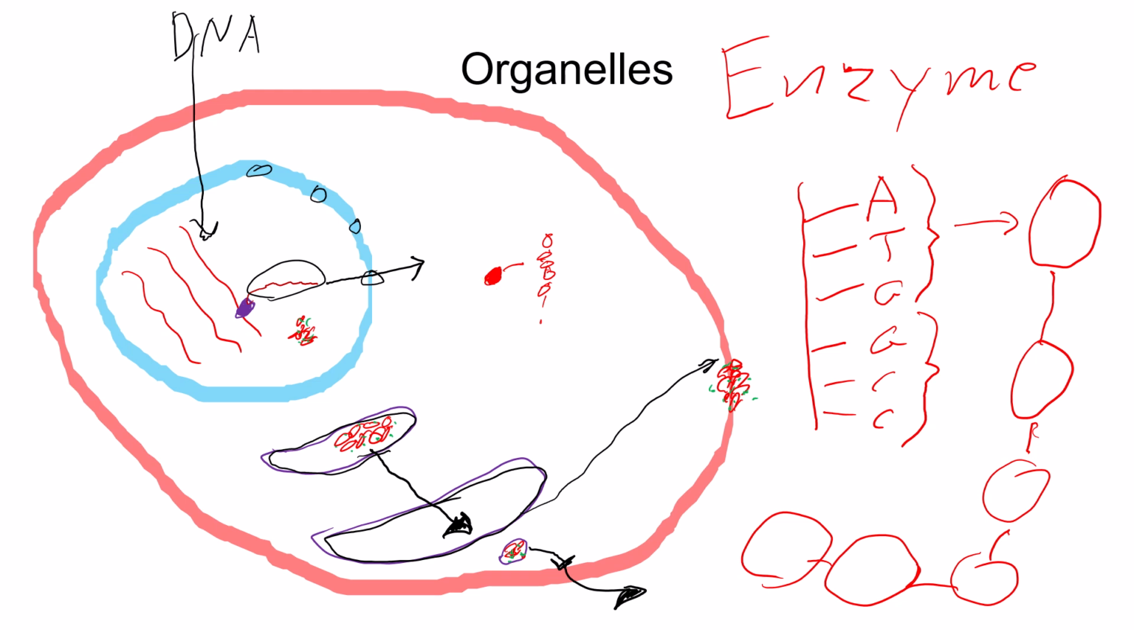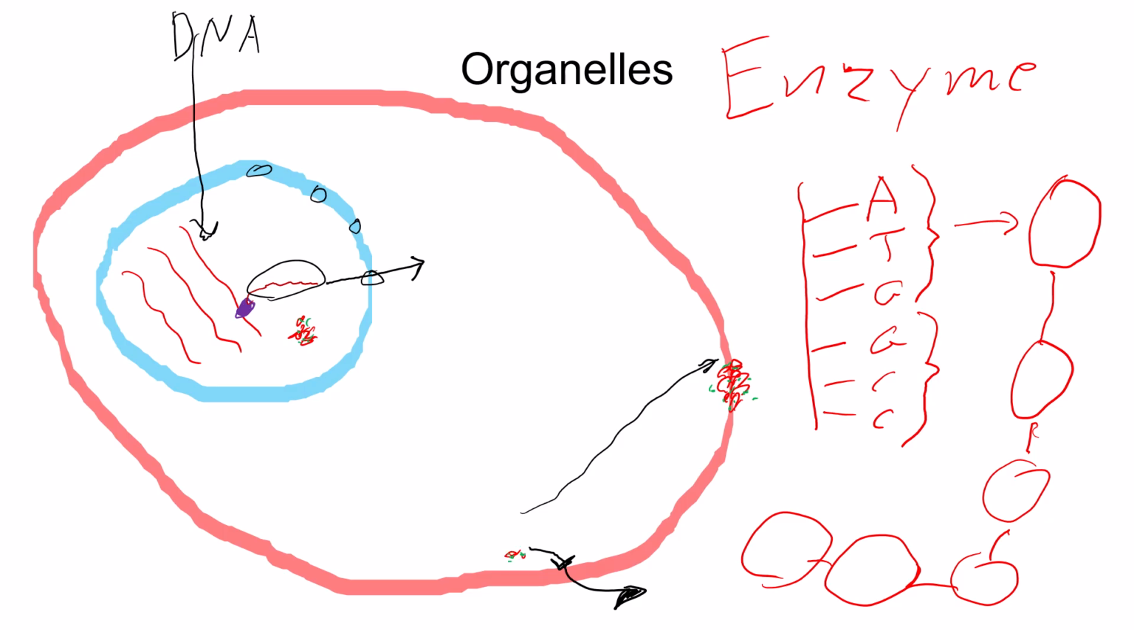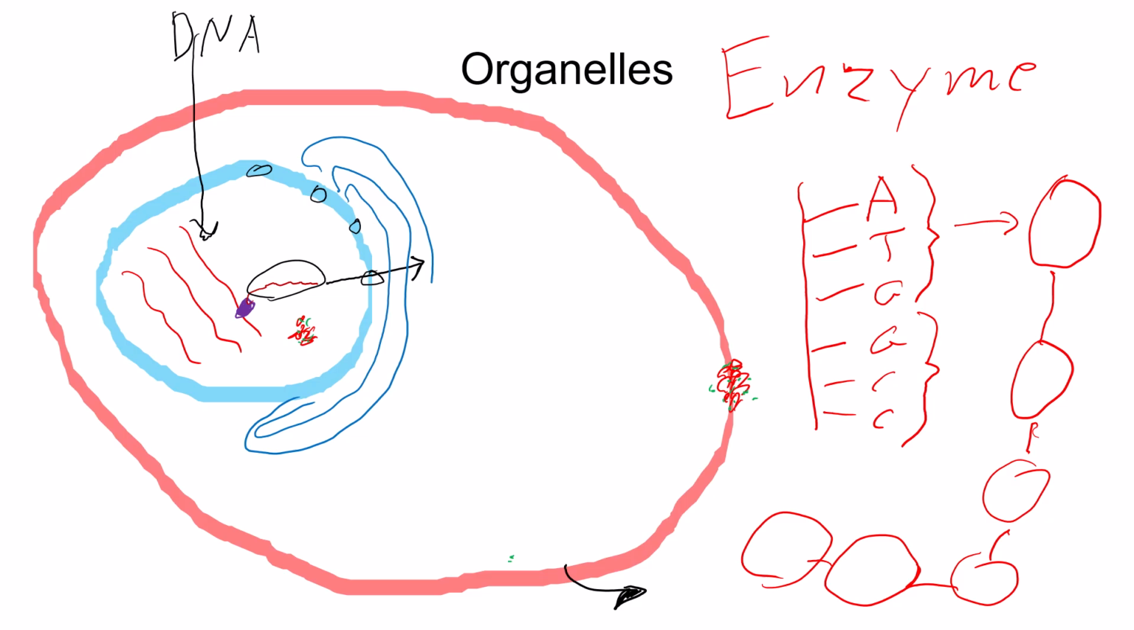Okay, I'll make some space. And now we will talk about another structure called the endoplasmic reticulum. How about I draw that in dark blue? The endoplasmic reticulum is often drawn as being close to the nucleus, and it has several different jobs.